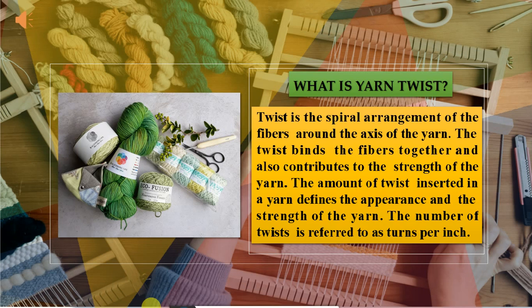Twist is the spiral arrangement of the fibers around the axis of the yarn. The twist binds the fibers together and also contributes to the strength of the yarn. The amount of twist inserted in a yarn defines the appearance and the strength of the yarn. The number of twists is referred to as turns per inch.